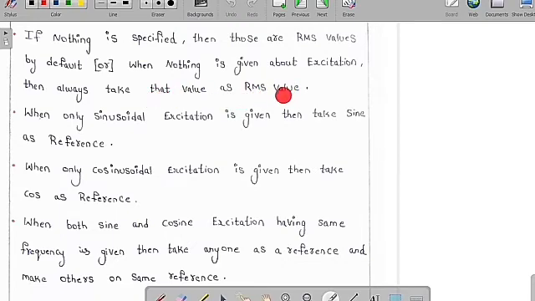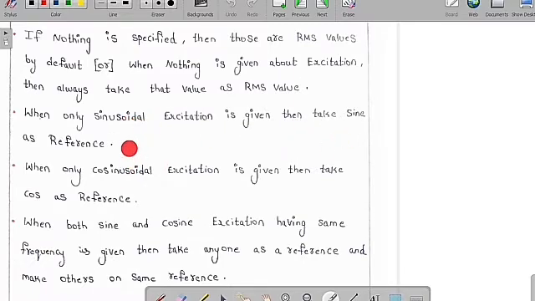So in the question, sometimes they are going to give you the excitation as some values, but they are not going to mention whether these are the maximum value, the RMS value, or the instantaneous value. Then by default this indicates that these are the RMS values. If only sinusoidal excitation is given, then take sine as the reference.